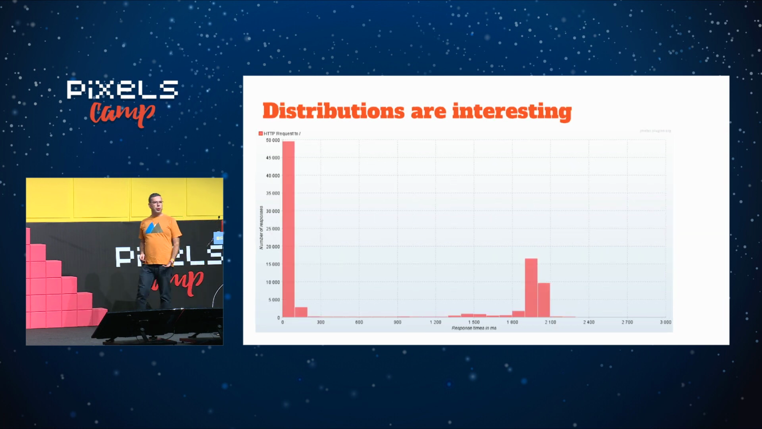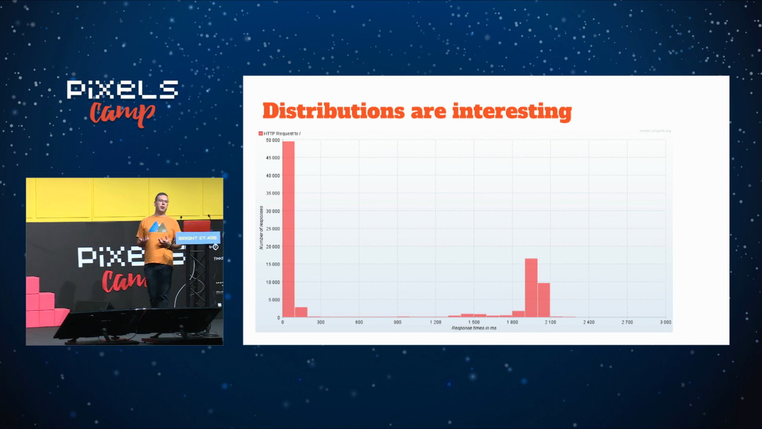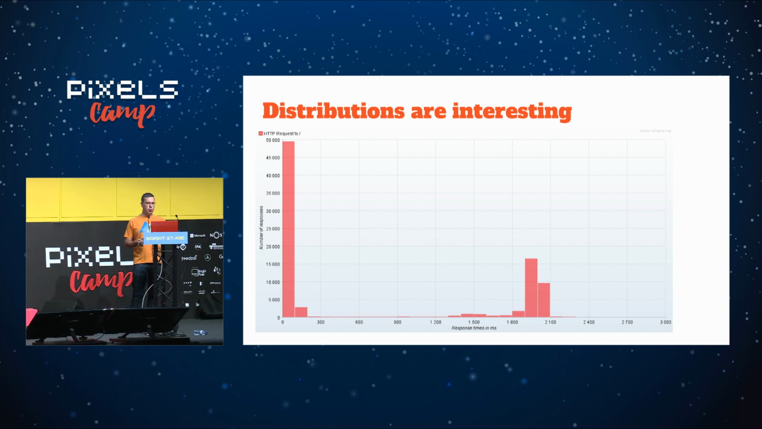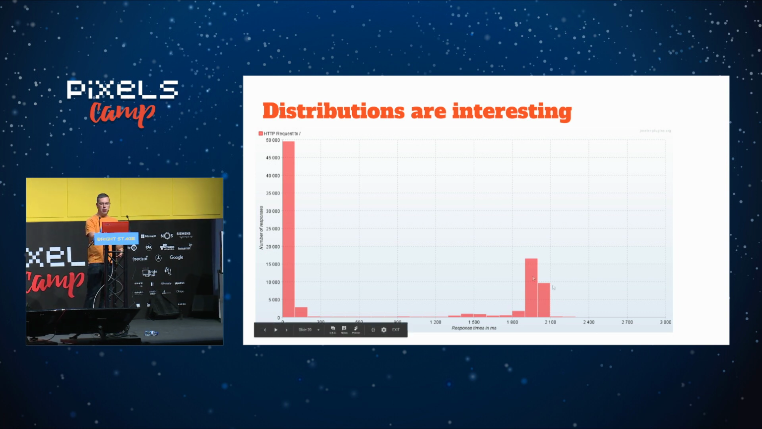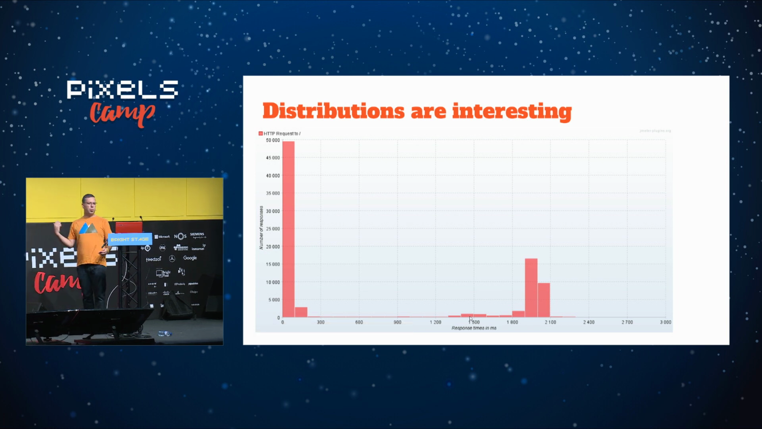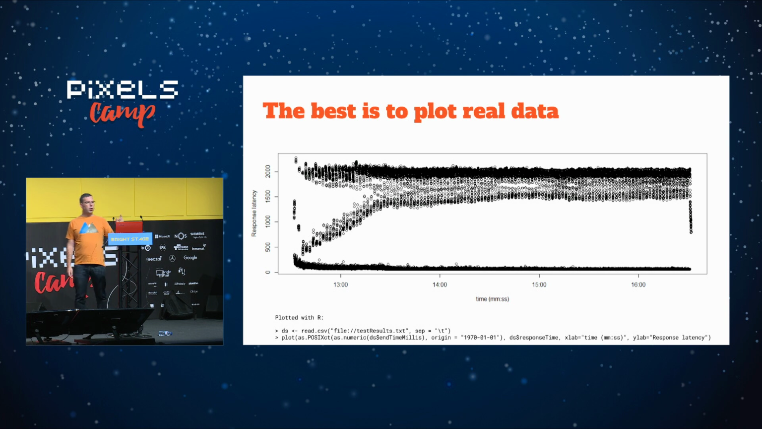Distribution graphs are also interesting because they allow us to understand that I have a pretty significant number of requests that were responding in the range between 0 and 100 milliseconds. Then it drops to 100 and 200. And then I have this long tail here of some percentage of requests that were responding in 2 seconds. But you only get what's going on once you plot the real data.